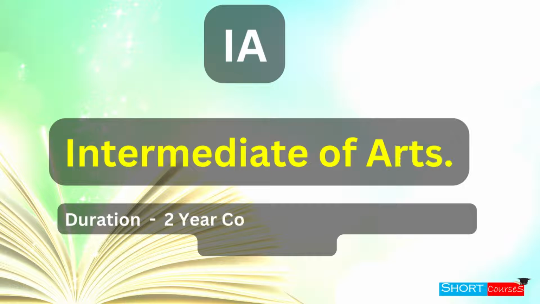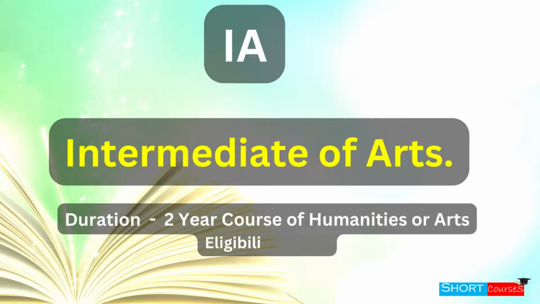IA. Full form of IA is Intermediate of Arts. Duration: 2-year course of Humanities or Arts. Eligibility: 10th.